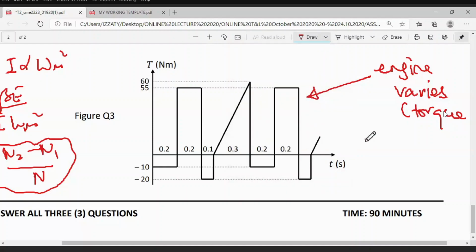So you need to know what the T-mean is here. And of course, before doing that, you need to know whether the given graph represents one cycle or not one cycle. So let us now figure out whether it's one cycle or more than one cycle.